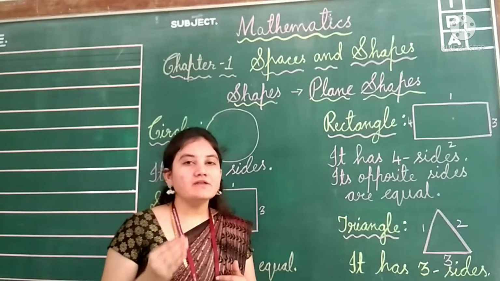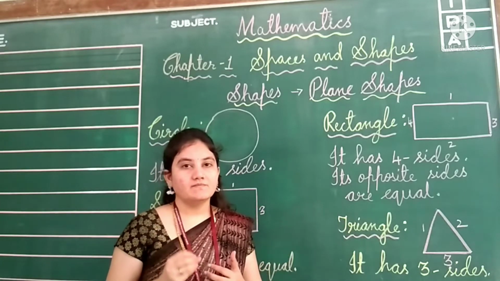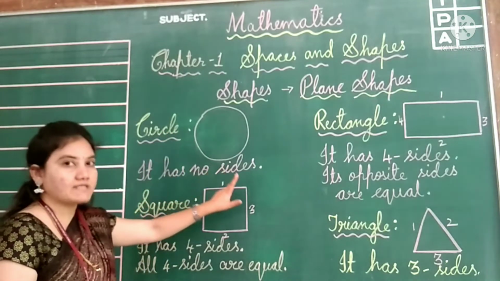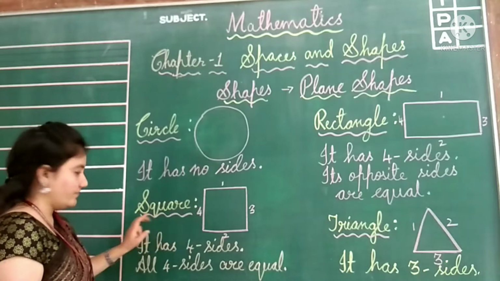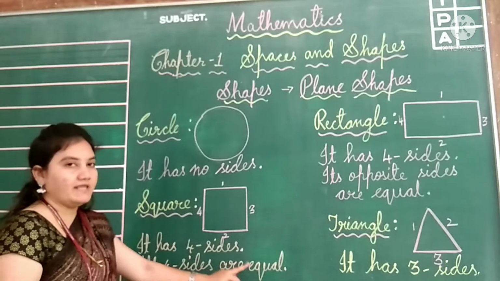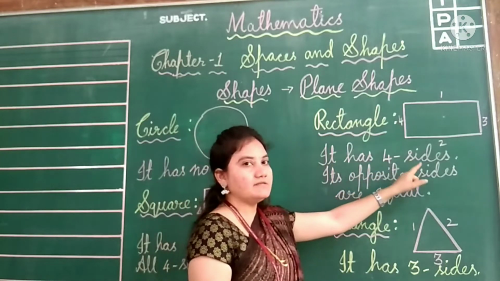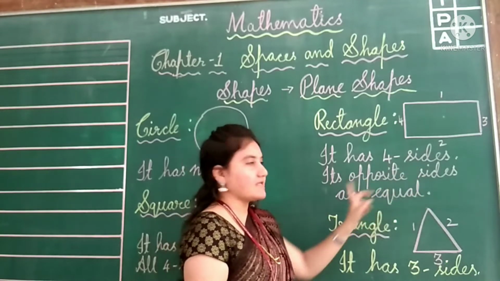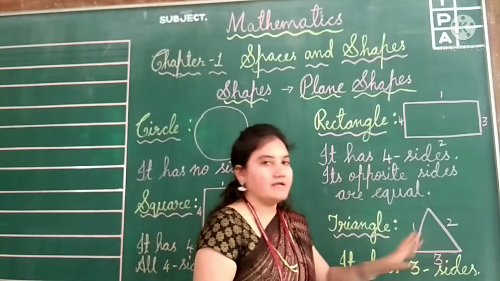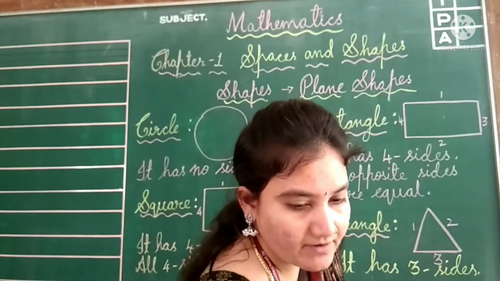There are different shapes. We see many objects around us. In that, circle has no sides. Square has 4 sides. All 4 sides are equal. Rectangle has 4 sides. Its opposite sides are equal. Triangle has 3 sides. Okay, children? Now, let me show you some examples. See here.